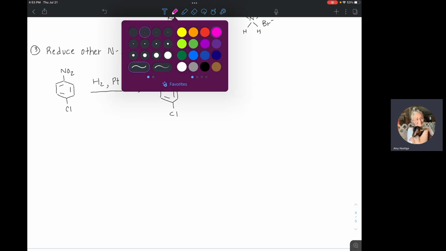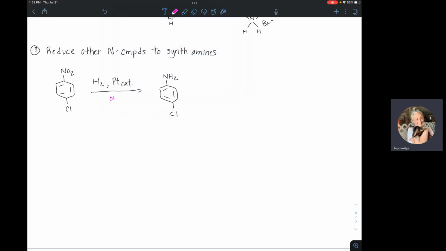Or, if I wanted to, there's another set of reaction conditions. I could say in the first step, I'm going to allow this to react under acidic conditions in the presence of some tin. In the second step, I'll just hit this with hydroxide. So there's two different types of reaction conditions there to achieve this end. So we can reduce other nitrogen containing compounds to amines if you want to synthesize them.